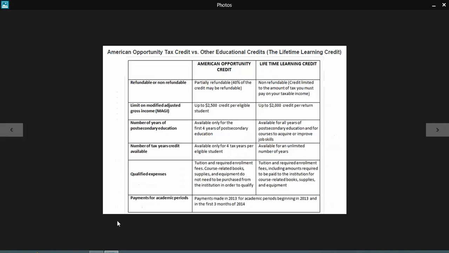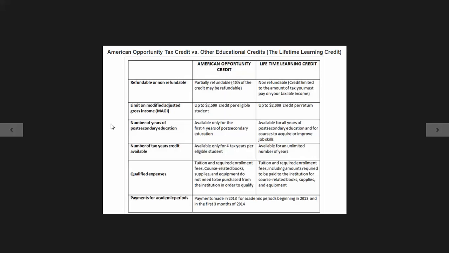So I'm going to pull up this little chart. Very clearly explains the differences. I strongly advise you, as always, to read the IRS instructions for the form. But this is basically the way it breaks down and the main differences. The American Opportunity Credit is a refundable credit, as opposed to the lifetime learning credit being non-refundable. What that means is the AOC is partially refundable. 40% of the credit may be refundable.